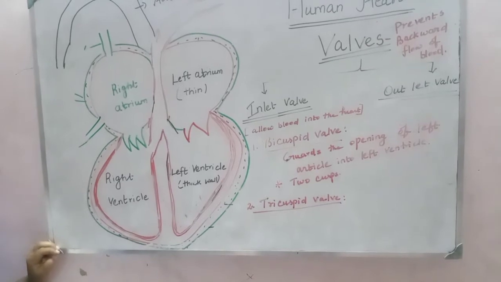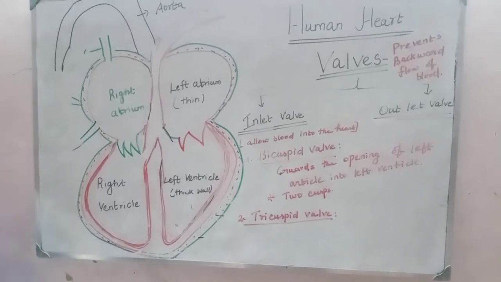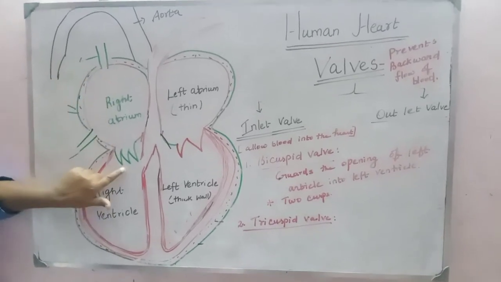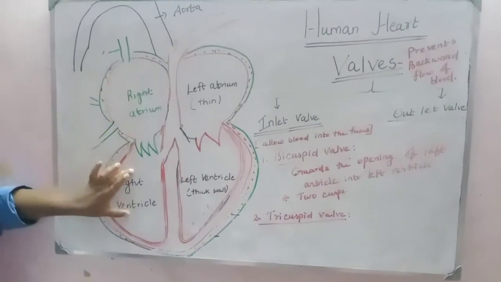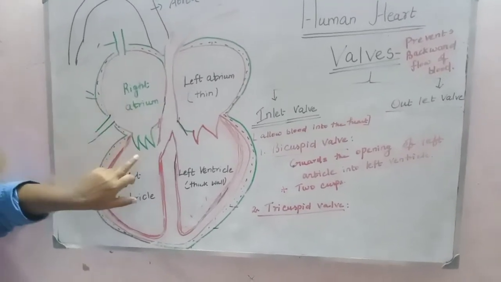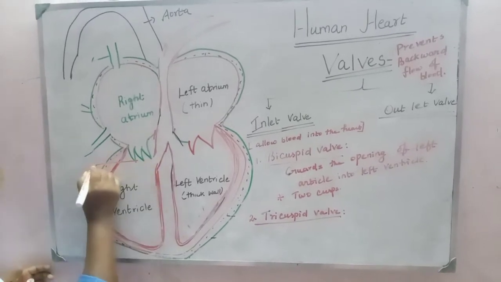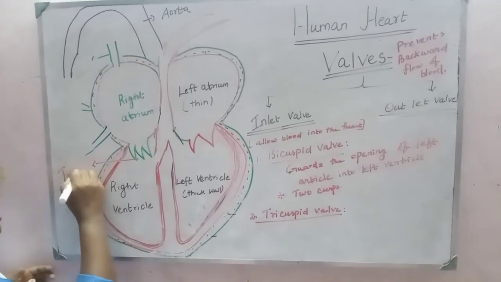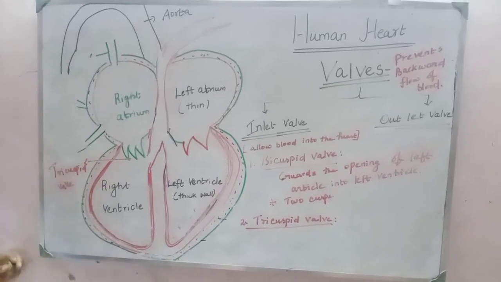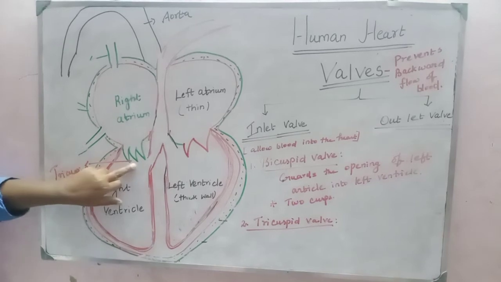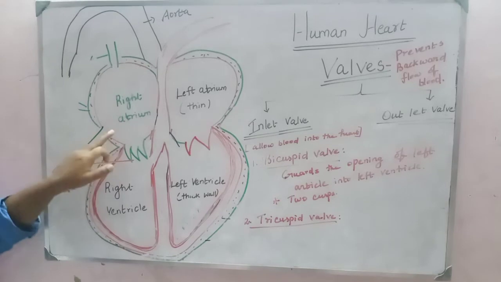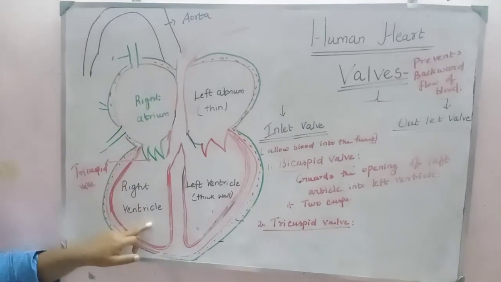The next one is called the tricuspid valve. See, the tricuspid valve, where is it present? It is present between the right atrium and the right ventricle. Okay. It guards the opening. This is called the tricuspid valve. Okay. Tricuspid valve guards the opening of right atrium into right ventricle.